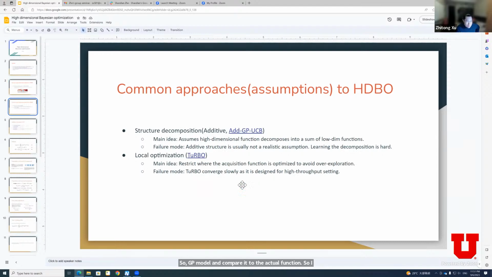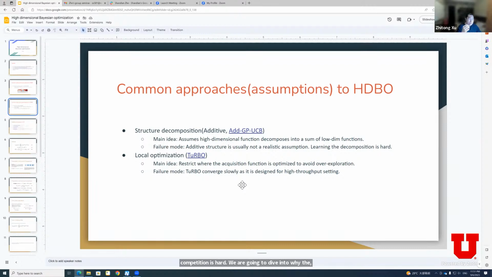And the second approach is using structure decomposition. Usually it's the additive structure. It assumes the high dimensional function can be decomposed into a sum of low dimensional functions, and for each function, we assume that it is going to be a Gaussian process. The failure mode is that additive structure is usually not a realistic assumption, and learning the decomposition is hard. We are going to dive into why the decomposition is hard to learn.